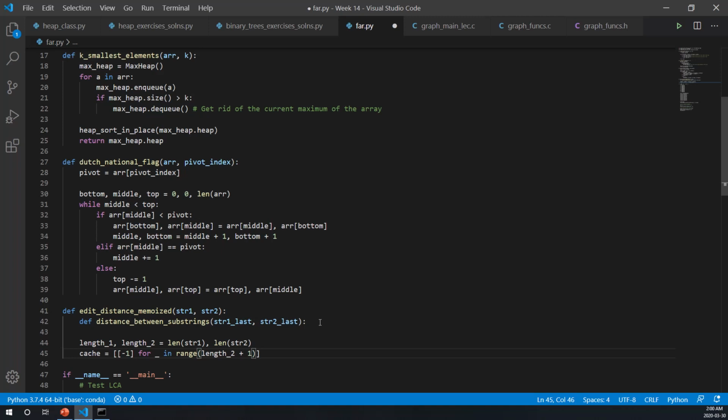Length 2 plus 1. So this is going to correspond to the number of columns in my list of lists, and for all of those, I am going to... sorry, -1 for underscore in range of length 2 plus 1, and then how many of those lists am I going to do? I'm going to do for underscore in range of length 1 plus 1. Okay, so length 1 corresponds to the number of rows, length 2 corresponds to the number of columns.